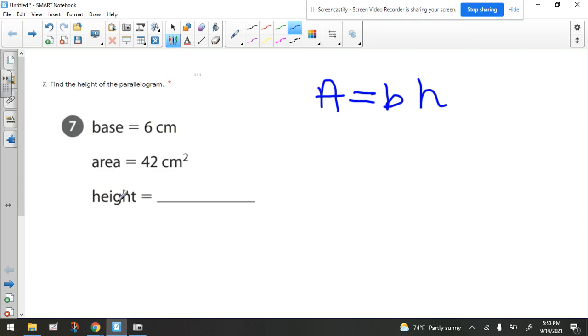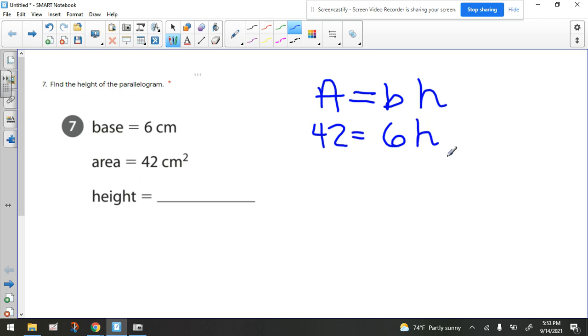Step 1 with these types of problems, you're always going to write the formula down for area of a parallelogram, which is area equals base times height. And the next step is to go ahead and substitute in the numbers. So they're telling you here this is the base, so this number is going to go underneath the B. This number is how many square centimeters, that will go underneath the A. And the unknown is the height, so let's put an H next to that.